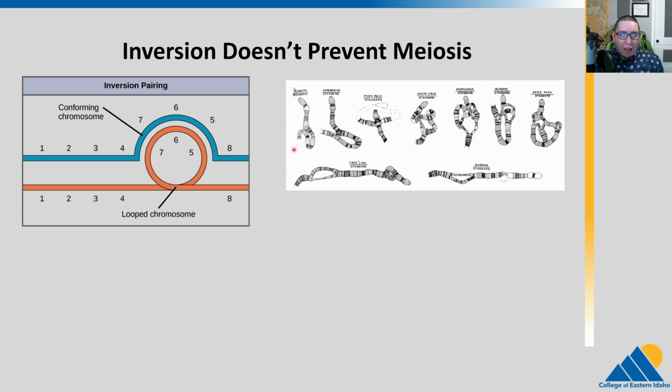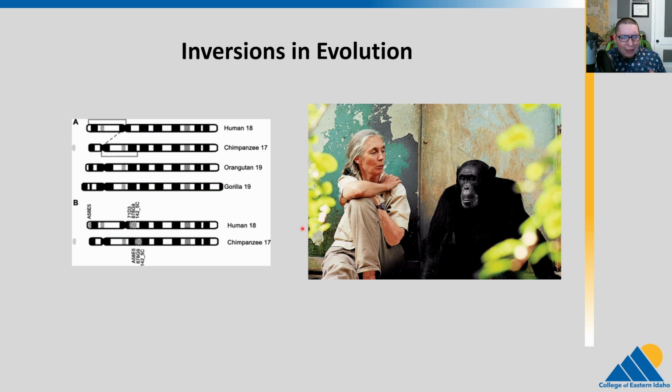So these were documented. Oftentimes, Barbara McClintock in her corn lines would see things like this where there would be inversions, and she would still see that there could be recombination or pairing of chromosomes. So this does happen. It doesn't prevent meiosis, and it might lead to new combinations of alleles. So there is some evidence that inversions might be drivers of evolution over a long-term scale.